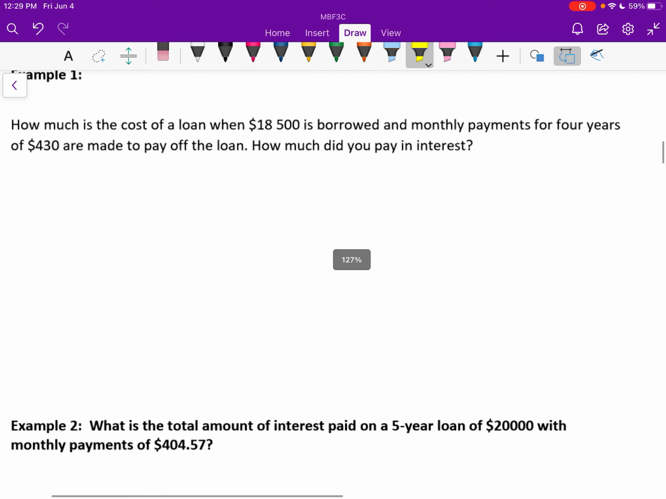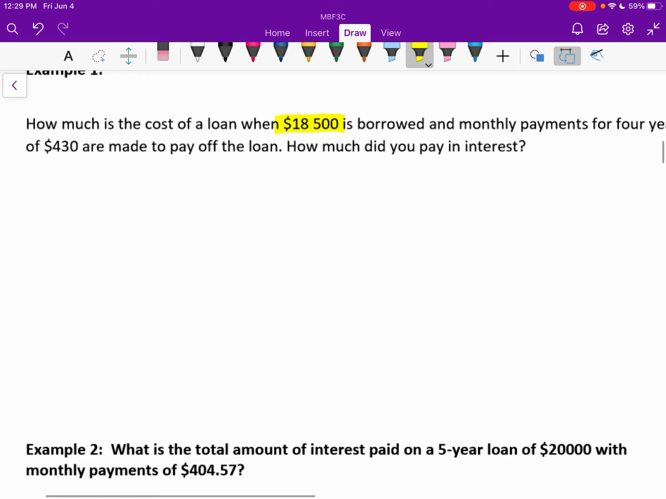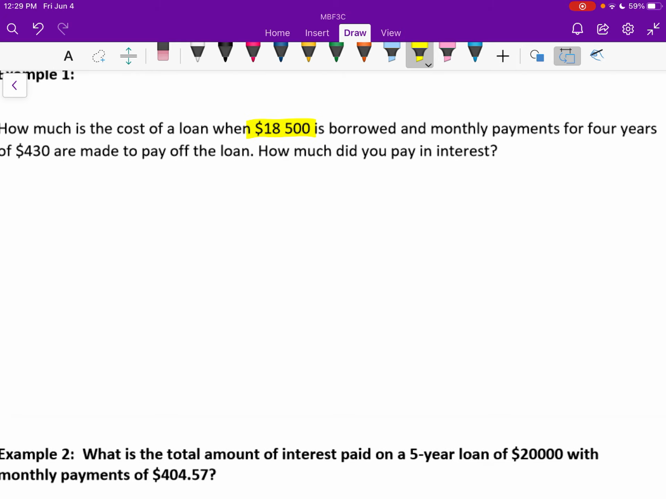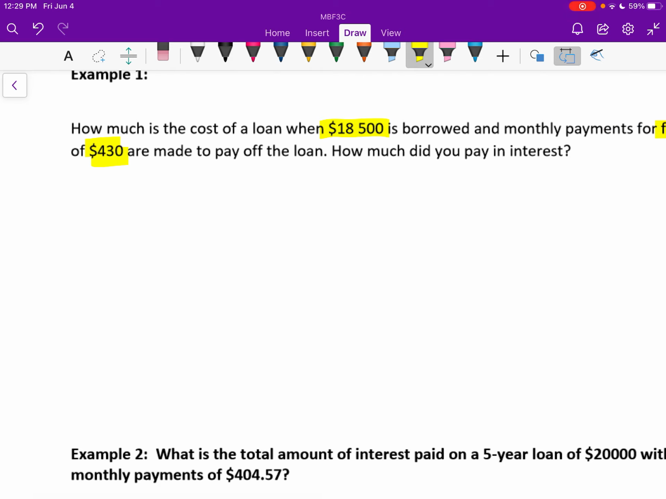So say a bank gives you a loan of $18,500. And they say for the next 4 years, you have to pay me $430 a month. You want to find out how much you paid in total. So even though you're paying $430 spread out over the course of 4 years, let's see how much you ended up paying. Our step 1 is going to be to find the total cost of your loan.